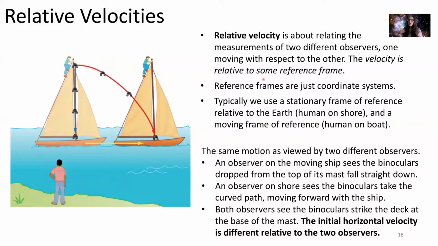And relative velocities are all about the perspective of the observer. Relative velocity is all about relating the measurements of two different observers, and those observers may be moving with respect to each other. And anytime we think about velocity, velocity is always relative to some reference frame.